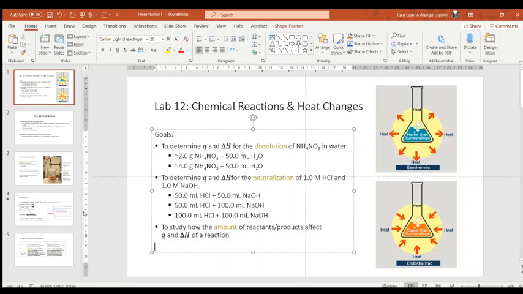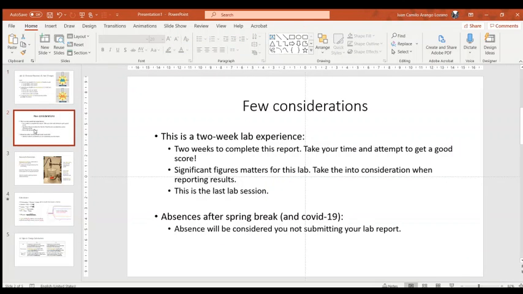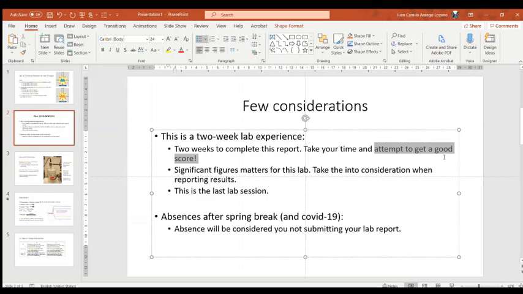Moving forward, a few considerations before we go on with this laboratory. This is going to be a 2 week lab experience, which means that you will have 2 weeks to complete this, which is going to be your final report. So keep that in mind as well. Please take your time in this case and try to attempt a good score. This is the last one, at least regarding the lab sessions. So please make an extra effort for this one so you can get a good score, guys. I encourage you to try it.